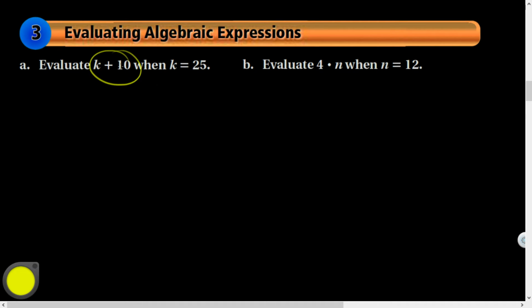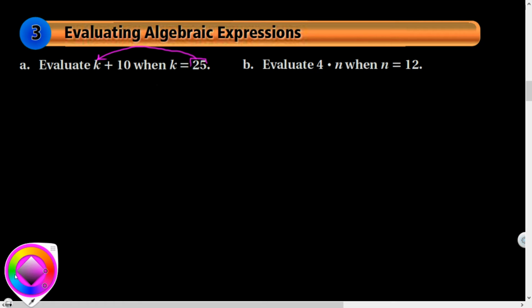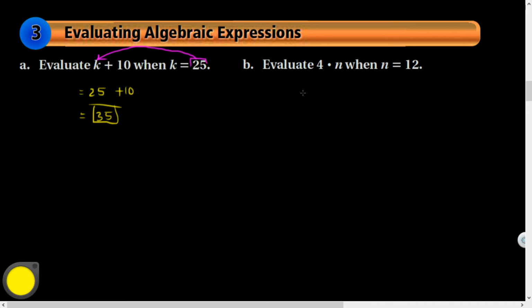So let's see. This here's our algebraic expression. Question, how many terms does k plus 10 have? 2 terms, right? And they said evaluate when k is 25. So if k is 25, that means I can take 25 and plug it in for k. And so instead of k, now I have 25, and 25 plus 10, well done, is 35. So that's what it means when we substitute and evaluate.